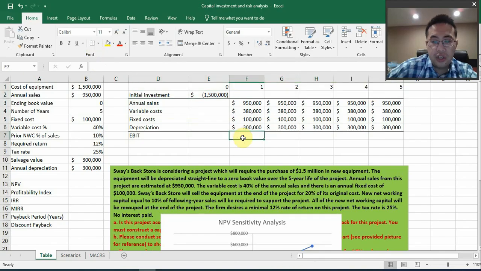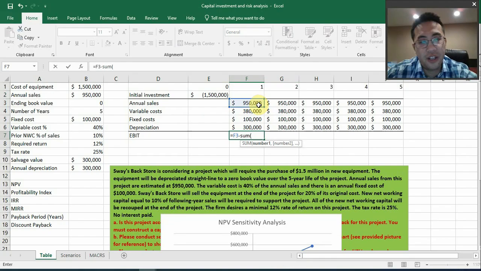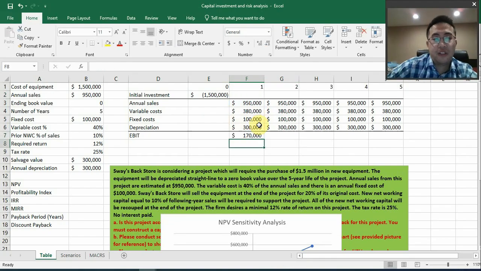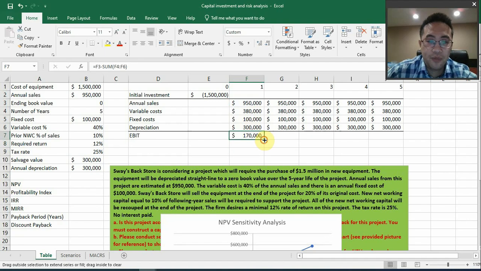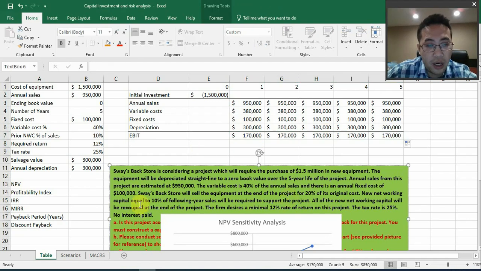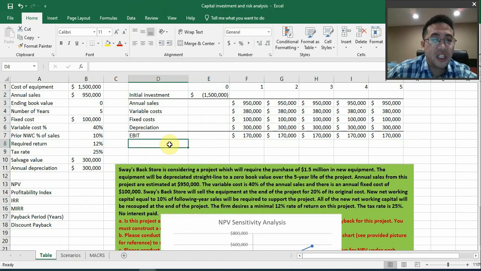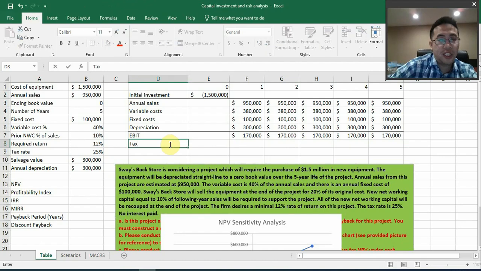Okay, so just use the annual sales minus the summation of the fixed cost, variable cost, and the depreciation expense. So all 3 types of expenses will be deducted. Okay, and right here, the instruction also tells you there's no interest payment, which means you don't have to deduct interest, but you do have to deduct taxes.